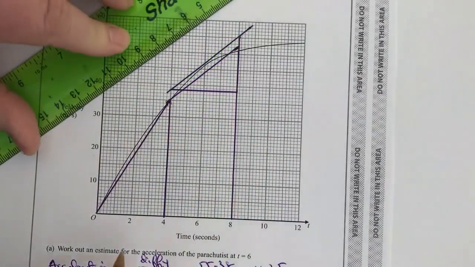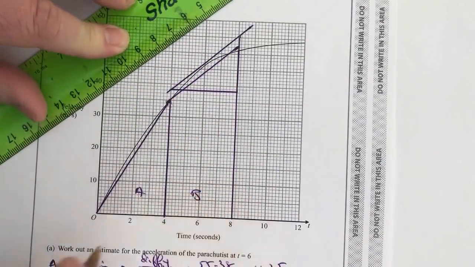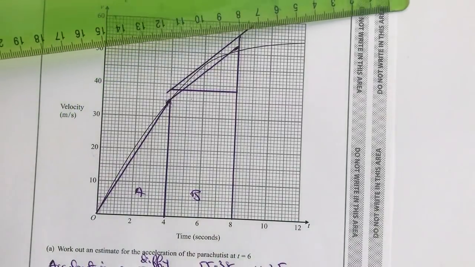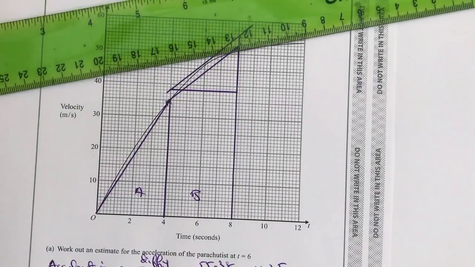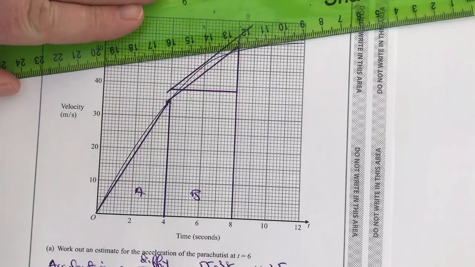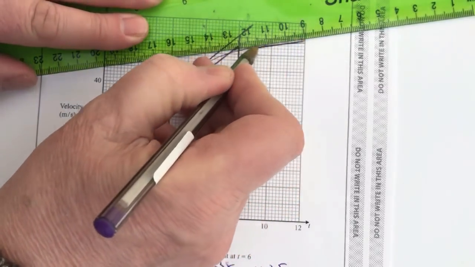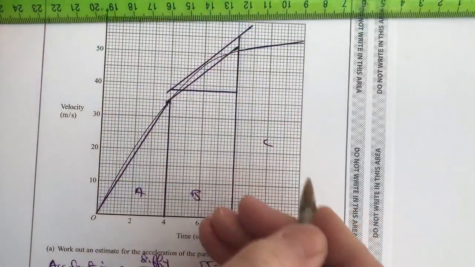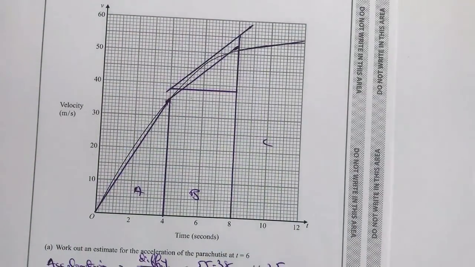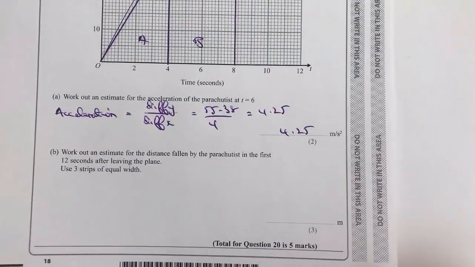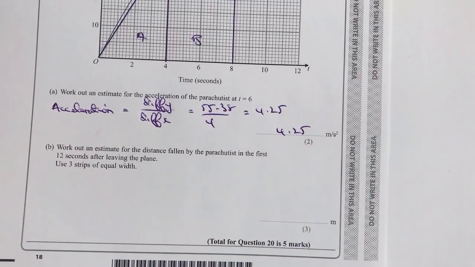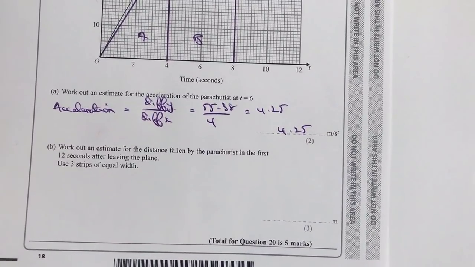Okay, so this is going to be A, this is going to be B, and then finally I've got this trapezium at the top here, which is going to be trapezium C. Okay, so this is going to be C. All right, so once I've worked out the area of each of those, what I get is the total distance that is being fallen by the parachutist.